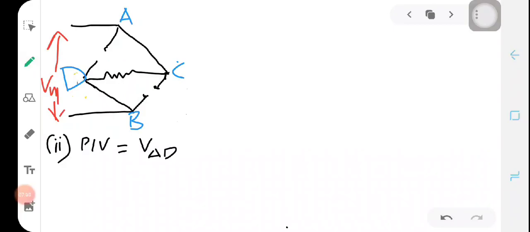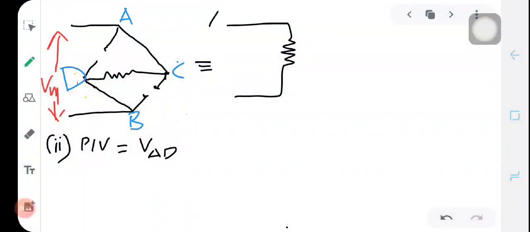VAD, if you redraw this diagram, you can see that A and C are at the same potential. Then across C and D we are having this one, and D and B are at the same potential, and we are having A here, C is here, D is here, and B is here.